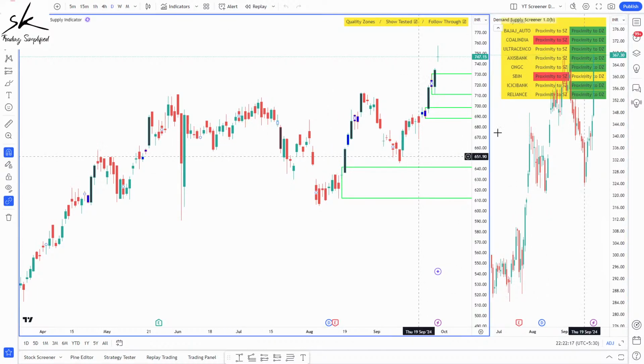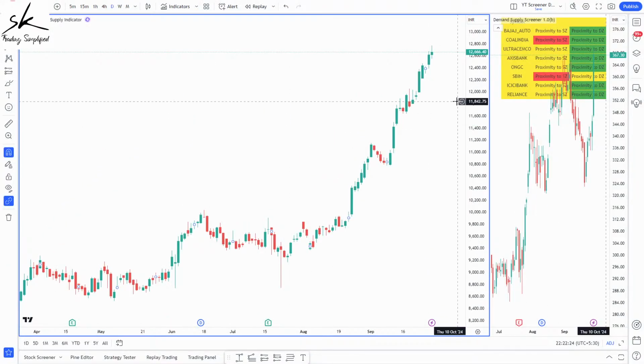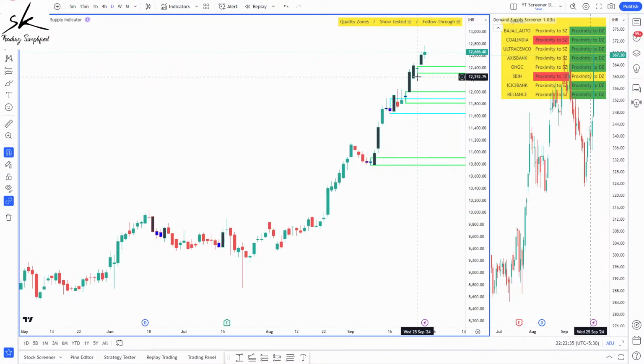So as an example, if I go to the first one, which is Bajaj Auto, here you can see we'll have a demand area and my current candle will be pretty close to it. We have a demand zone, my current candle is close to it, and that is how the screener basically works. And it can be applied to different time frames.